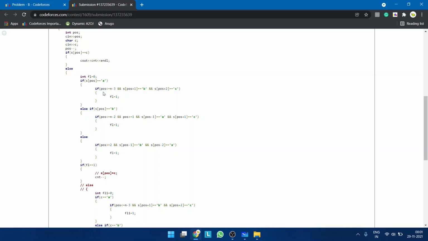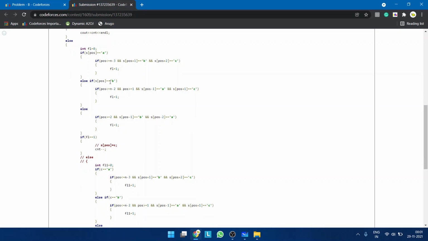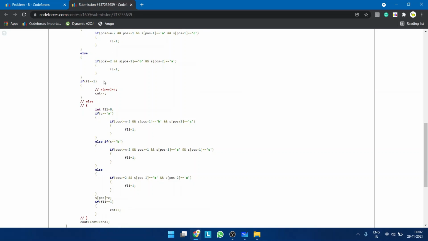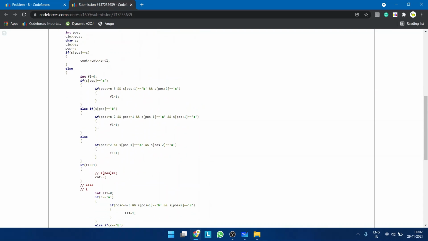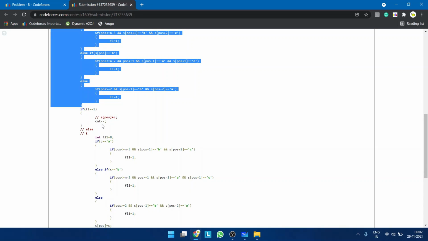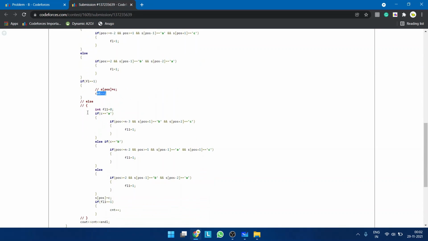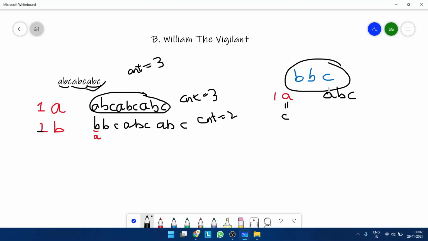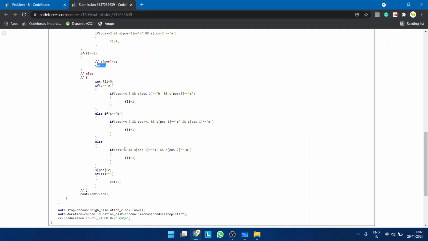If s of pos was A, then s of pos plus 1 must be B and plus 2 must be C; if it is B, then minus 1 should be A and plus 1 should be C; and if it was C, then minus 1 should be B and minus 2 should be A. If there is a substring ABC initially at the character we are changing, then we have to reduce the CNT. Then the third case, we have to see if it is forming a new substring ABC or not.